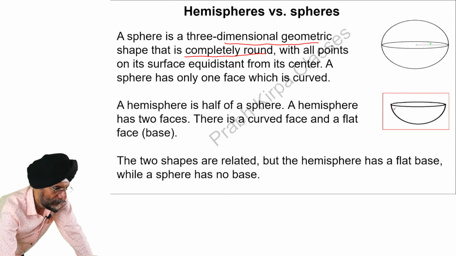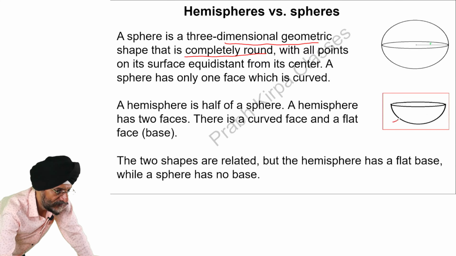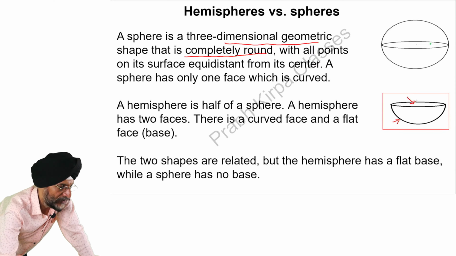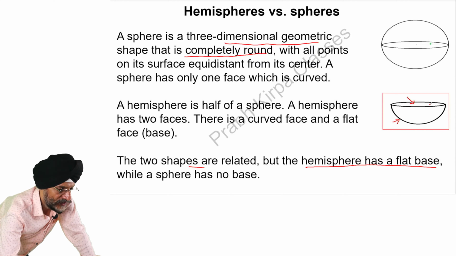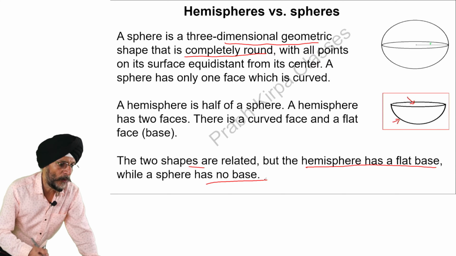Whereas a hemisphere, which is half of a sphere, has two faces. One is a curved face, this is the curved face, and this is the flat base. The two shapes, that is sphere and hemisphere, are related, but the hemisphere has a flat base. You can see here that it is a flat base, while a sphere has no base.